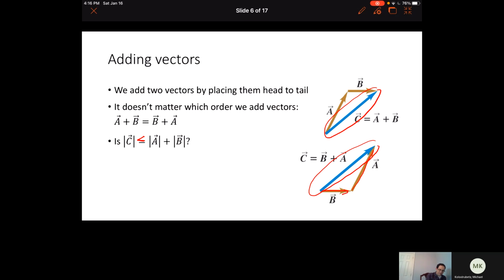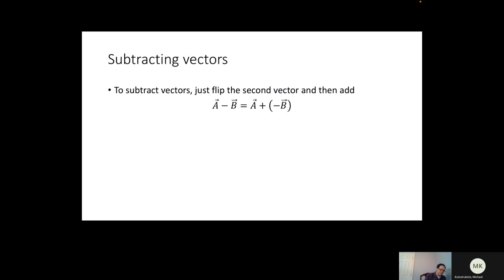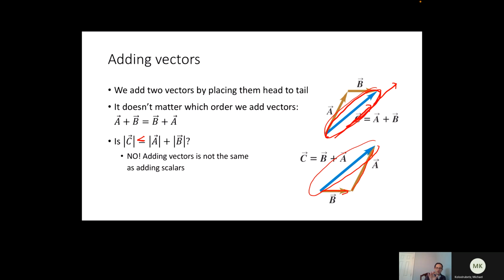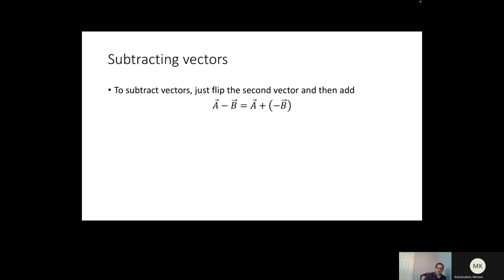And the reason for this is, for example, here C is shorter than A plus B in magnitude because they're not parallel to each other. So the only case where the magnitude is exactly equal to the sum of the magnitudes is if they are parallel to each other. So I just want to remind you of this. Adding vectors is not the same as adding scalars. It will not be the case that their magnitudes add up in this way.